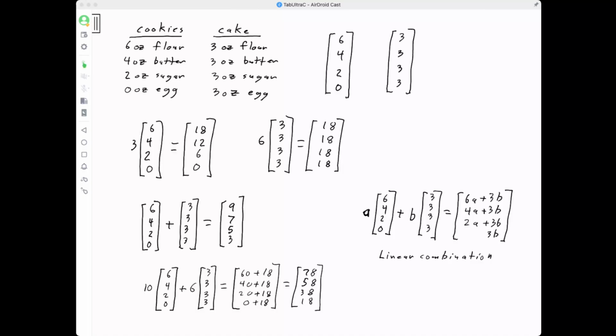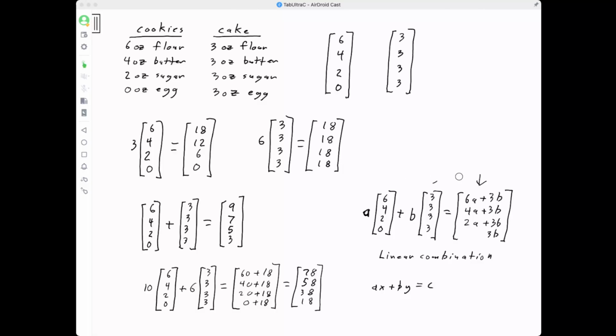There are two different ways to think of it. The most obvious way is to think of A and B as our coefficients, and the 6420 and the 3333 as numbers. We're doing just like our linear equation was things like ax plus by equals c. You've got a times a vector plus b times another vector is equal to some other vector.